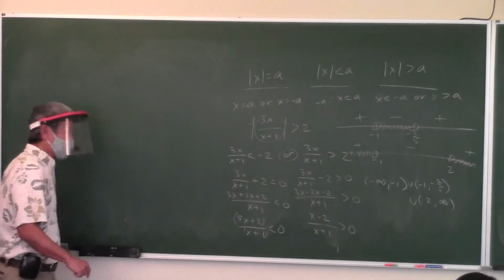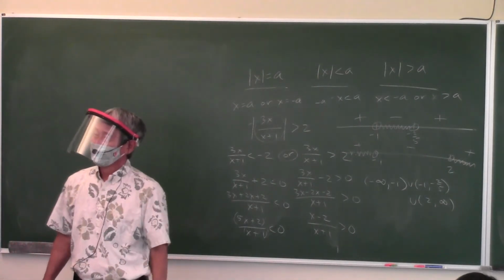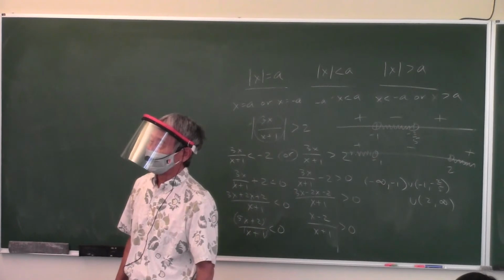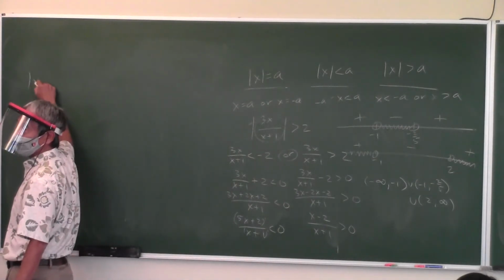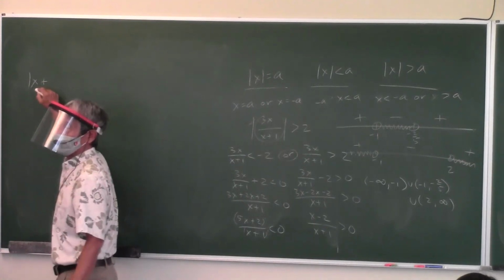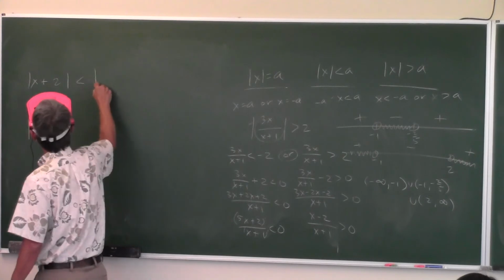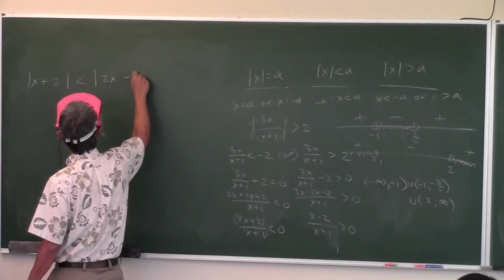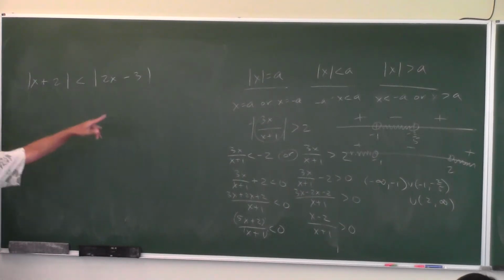Okay, now what happens when you have 2 absolute values? Like look at problem C. Okay, also I'll do a problem like that. How about x plus, let's use different numbers. X plus 2 is less than 2x minus 3. What do you do? Does this fit any of those forms there? No, so what do you do if it doesn't fit any of the forms?